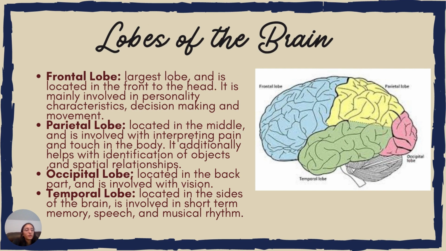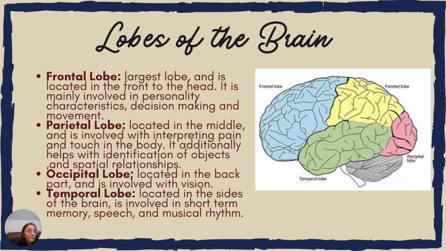The brain is composed of 4 lobes: frontal, parietal, temporal, and occipital lobe. The frontal lobe is the largest lobe and is located in the front of the head. It is mainly involved in personality characteristics, decision-making, and movement. The parietal lobe is located in the middle and is involved with interpreting pain and touch in the body. It additionally helps with identification of objects and spatial relationships. The occipital lobe is located in the back part and is involved with vision.